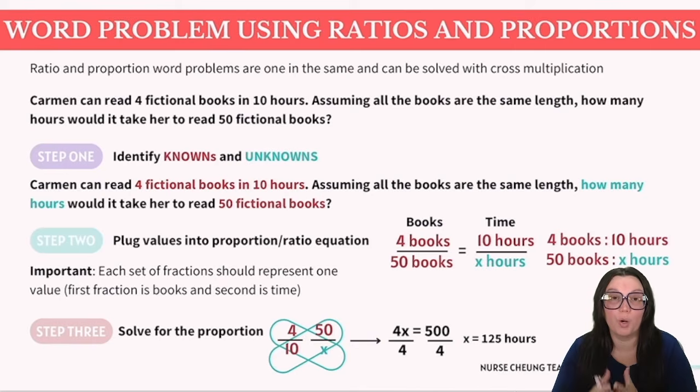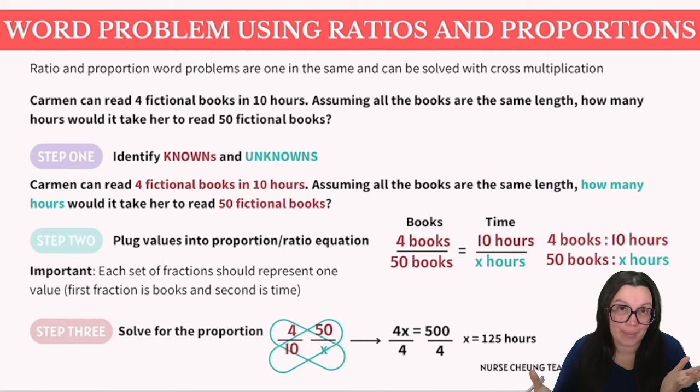Now let's take a look at word problems using ratios and proportions. Ratio and proportions are problems that are one and the same, and they can be solved with the same cross multiplication that we've been using this entire video. Starting with our example, Carmen can read 4 fictional books in 10 hours. Assuming all the books are the same length, how many hours would it take her to read 50 fictional books?